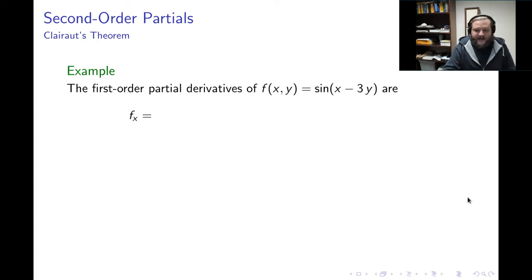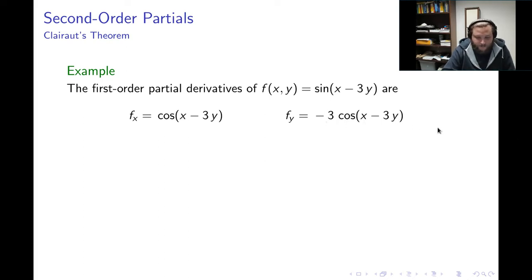So let's look at an example here. I'm looking at the scalar field f of xy, so this is on two variables, and this is equal to sine of x minus 3y. Well, if I take the first order partials, there's only two of them. I could take the partial derivative of f with respect to x. That ends up being cosine of x minus 3y. I could then take the partial derivative with respect to y, and this ends up being negative 3 times cosine of x minus 3y. Here I needed the chain rule.